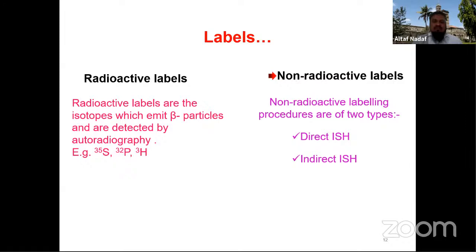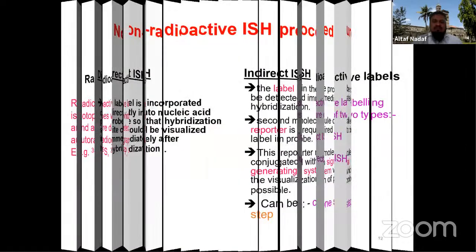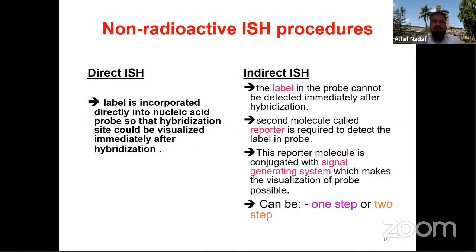Similarly, if you are not interested in going for the radioactive compounds, then some other compounds also come to our help, and you can categorize them as the non-radioactive labels. Okay, so these again fall under two categories, direct and indirect ISH. Now you have the direct and indirect ISH that is explained over here in the slide.